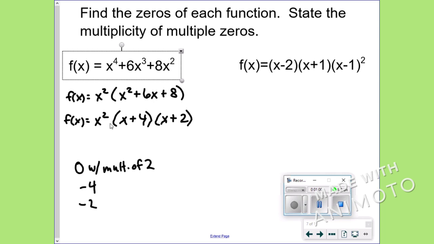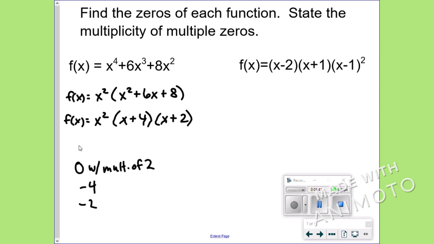Now we have to state the multiplicity of multiple zeros. So our zeros here are 0, -4, and -2, because we set each of those factors equal to 0. The only problem is this is x squared, which actually means that there are two x's there, x times x, which means the zero of 0 occurs twice, just like that exponent says. So we write the multiplicity: 0 has multiplicity of 2, but the other two zeros do not. So it's just -4 and -2.